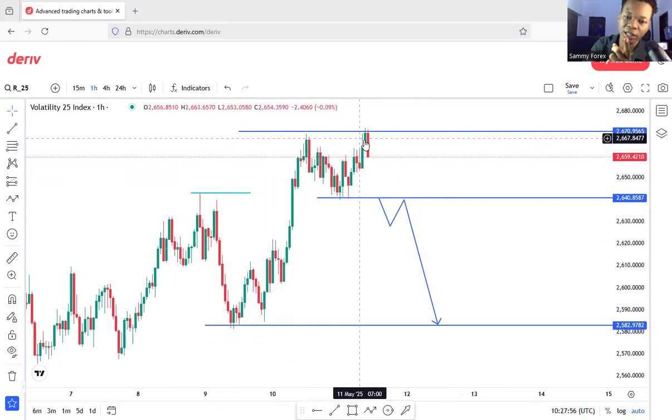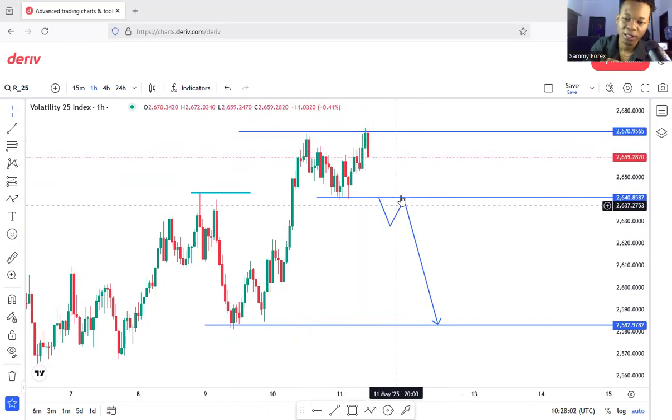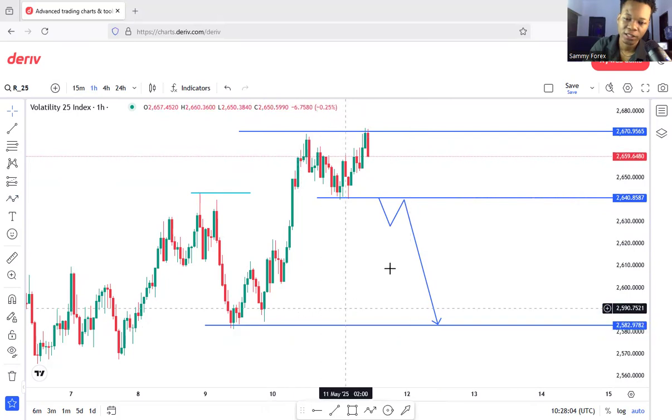Price is trying to give us an equal high here, the liquidity zone. And then what happens if price should break here? You join sellers back to this here. You exit.